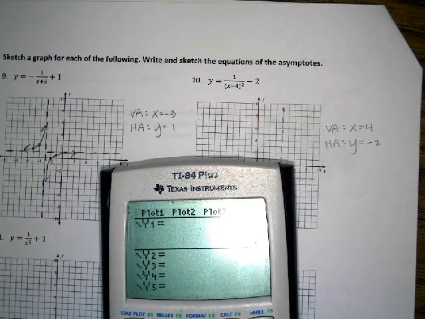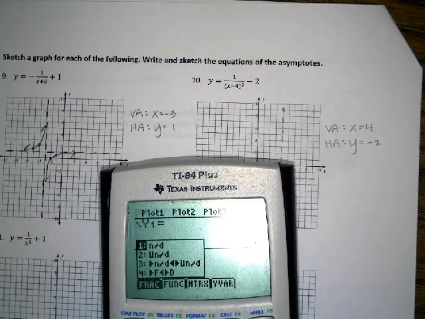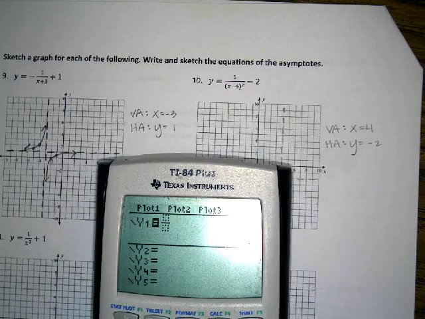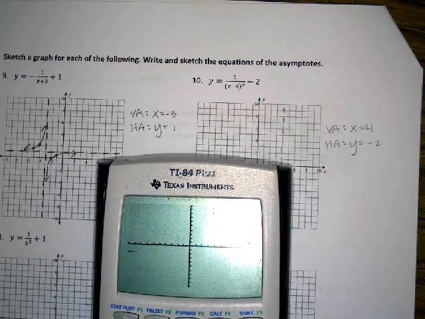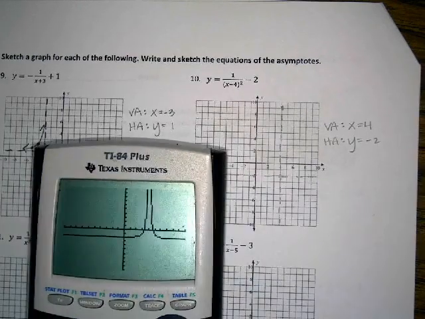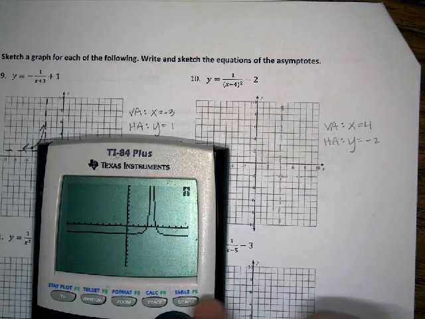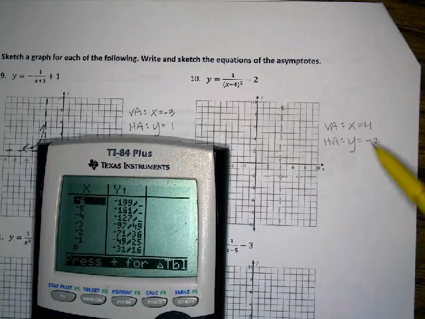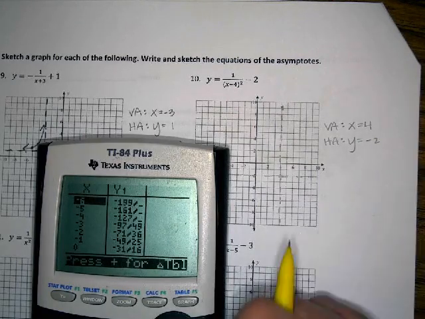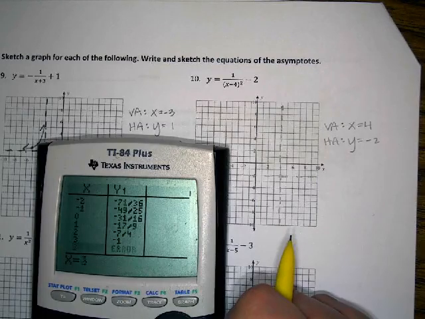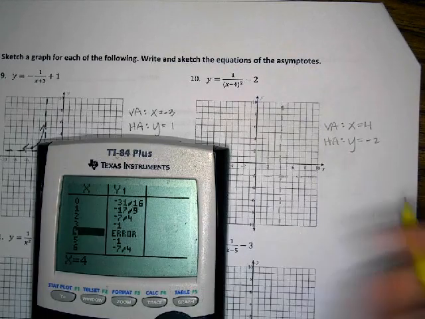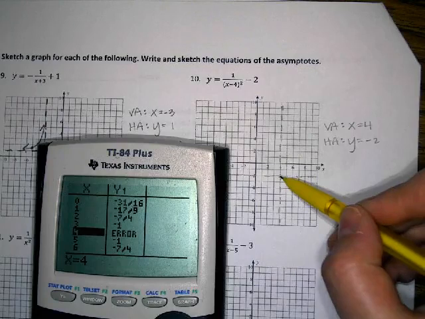So alpha y equals, to plug in the fraction, 1 over (x minus 4) squared with a -2 on the end. And I'll hit second graph to get my points. So I'm looking for +4, -2. +4, -2, there's my error. So that's where my asymptotes came together.